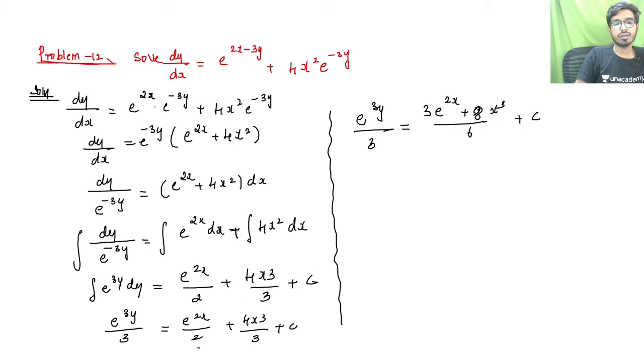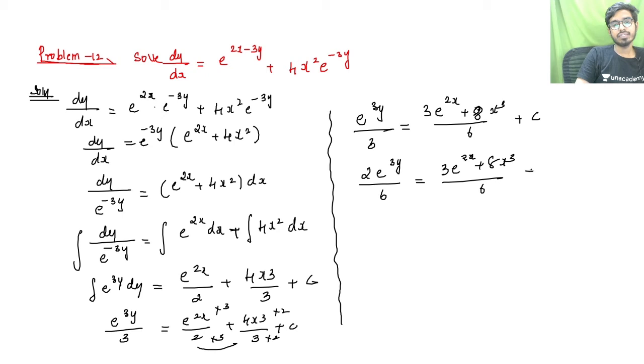So I'm just taking LCM for this. So this means 3 into 2, so that the denominator will be 6. So 3 e power 2x plus 8x cube. Now we just multiply this by 2 by 2, so that you will have this to be equal to 2 e power 3y divided by 6 is equal to 3 e power 2x plus 8x cube divided by 6 plus c.